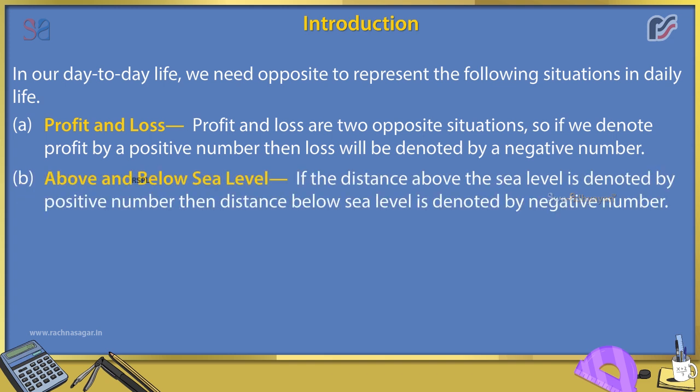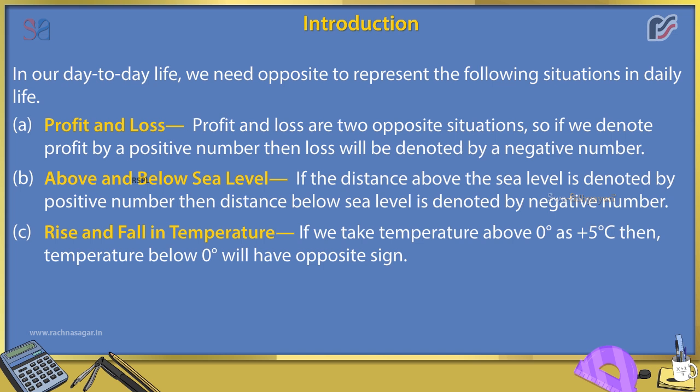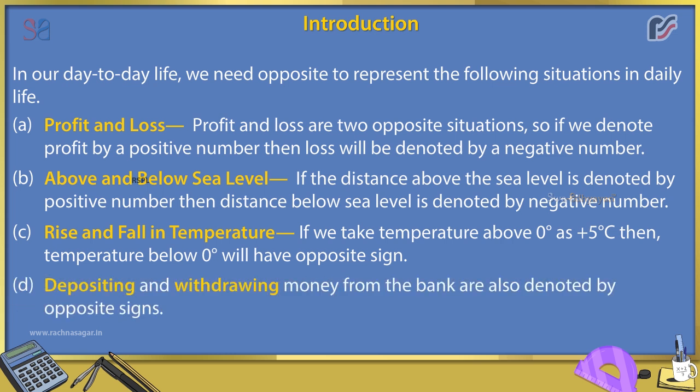B. Above and below sea level. If the distance above sea level is denoted by a positive number, then distance below sea level is denoted by a negative number. C. Rise and fall in temperature. If we take temperature above 0 degrees as plus 5 degrees Celsius, then temperature below 0 degrees will have the opposite sign. D. Depositing and withdrawing money from the bank are also denoted by opposite signs.